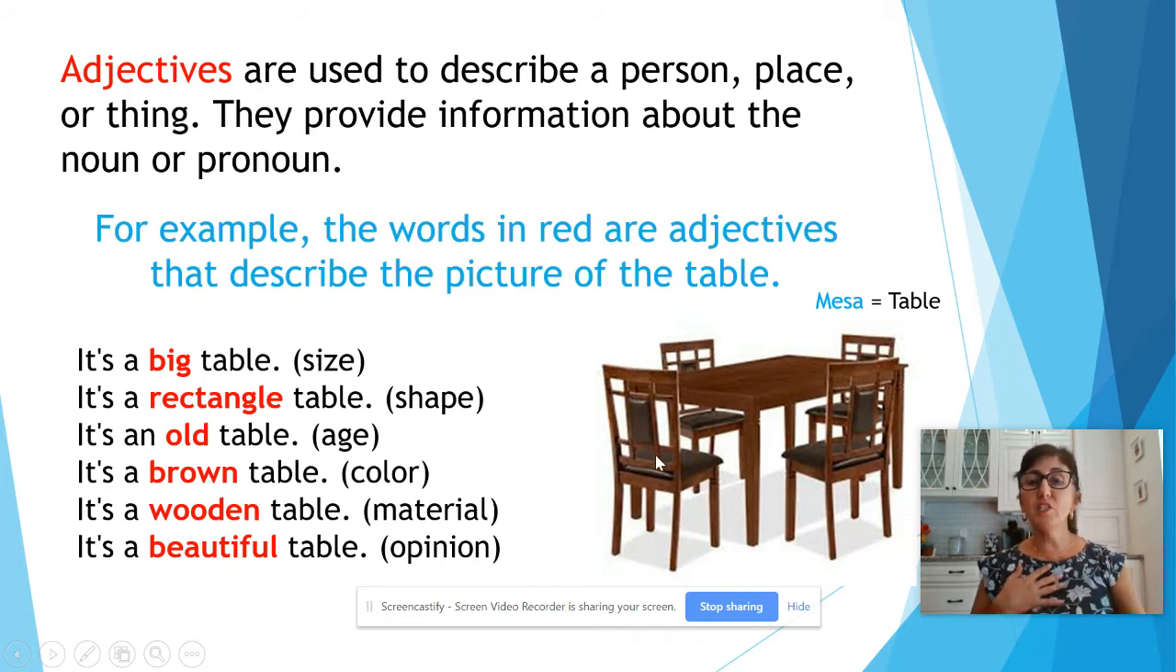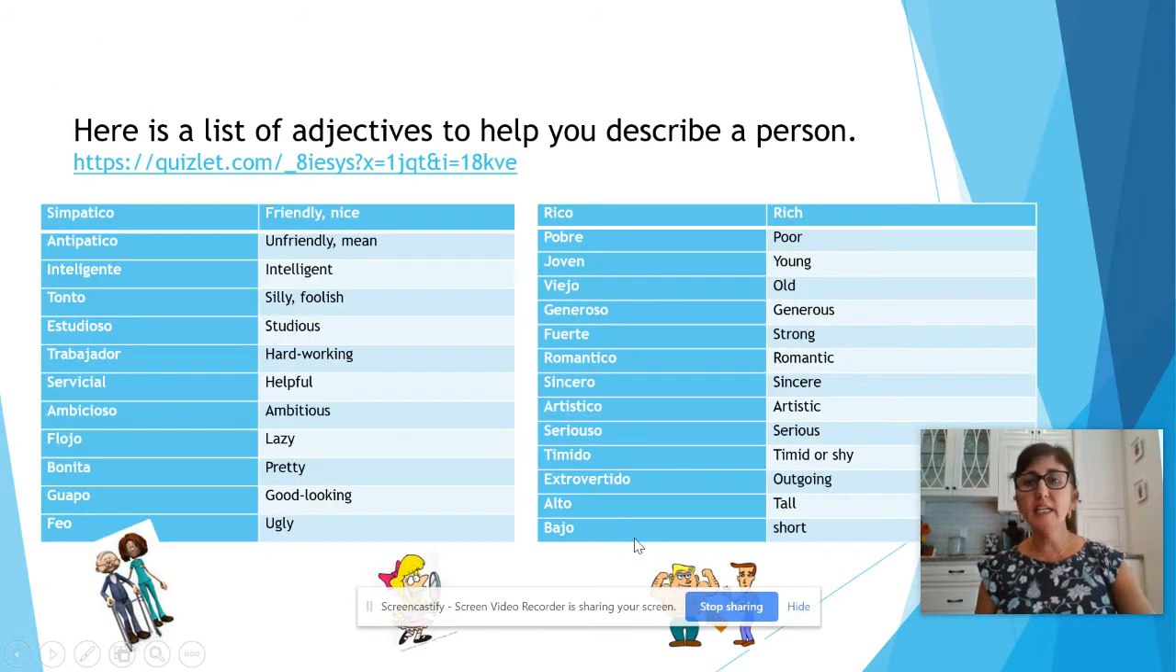But if you're going to talk about yourself, and you want to know some great adjectives to describe yourself, let's go to that next page. Here is a list, and we have the Spanish in the darker blue and the English in the lighter blue of some words that you can use to describe yourself. If I asked you, who are you? Tell me about yourself. So these are some words to describe yourself.